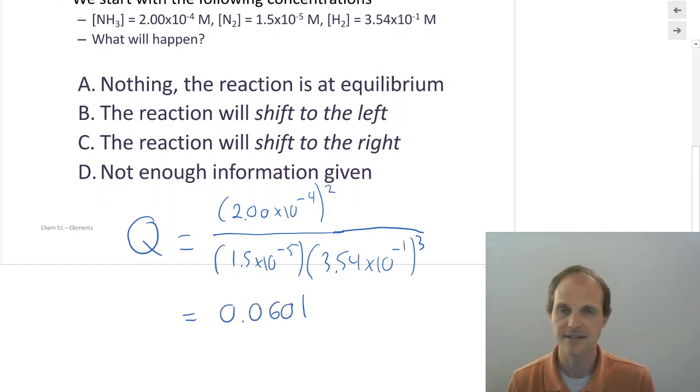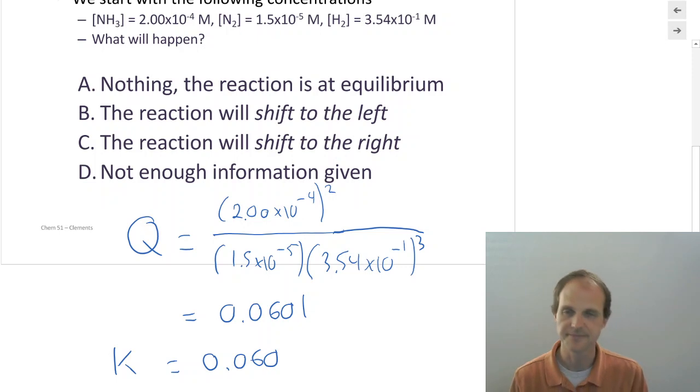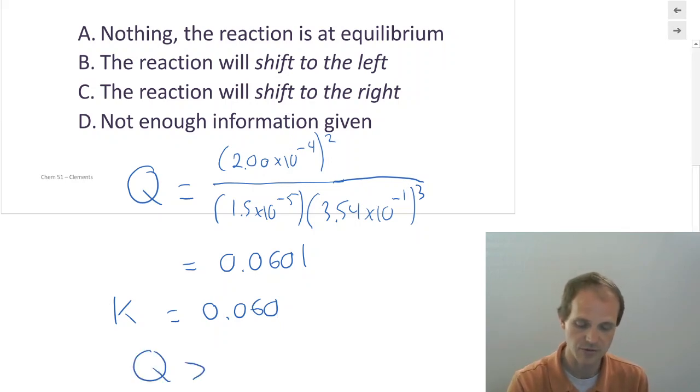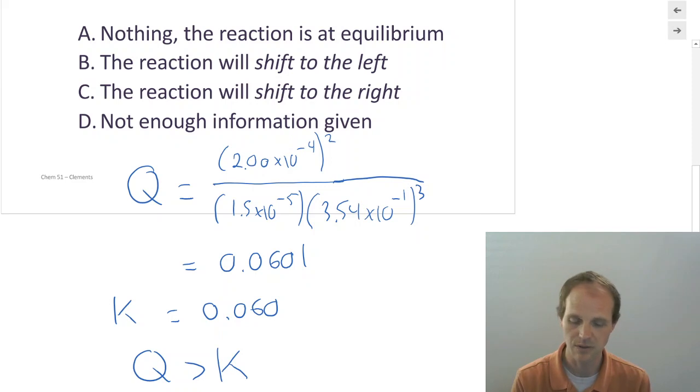0.0601. And so my K was 0.060. Are those numbers equal? I mean, mathematically, they're not, right? 0.060 is not the same mathematically as 0.0601. And so you might say, hey, Q is greater than K, so the reaction's going to shift to the left. And, you know, it wouldn't be unreasonable to say that.